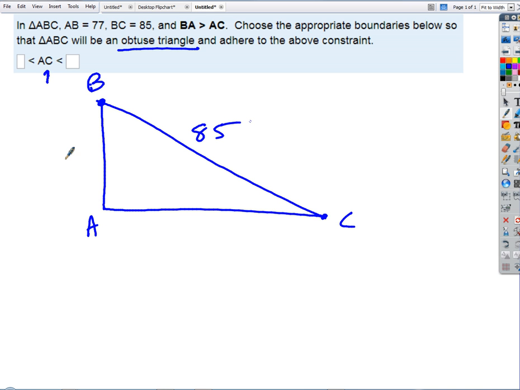They tell us AB is 77. And our rubber band becomes this side down here. We'll call that X. That's the side that we're going to control.